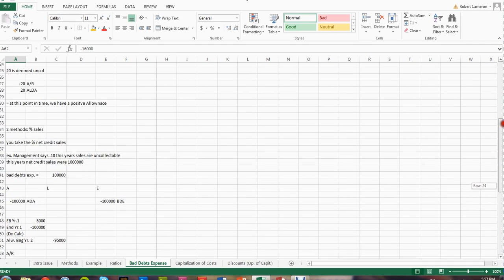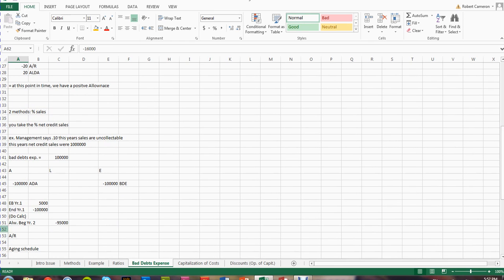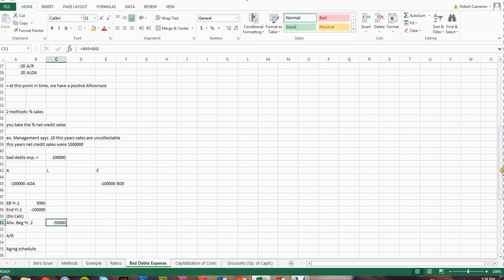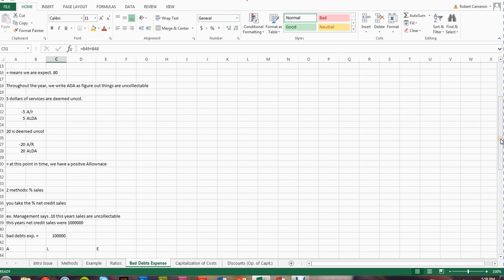But anyway, in the percentage of sales method, you don't adjust for what you have in the allowance account. You just do a percentage of net credit sales and make that the entry. Then you just have to figure out how much you actually have in your allowance. You take what we had at the beginning plus your addition, and that's going to be your true allowance. So that's the situation, and thank you.